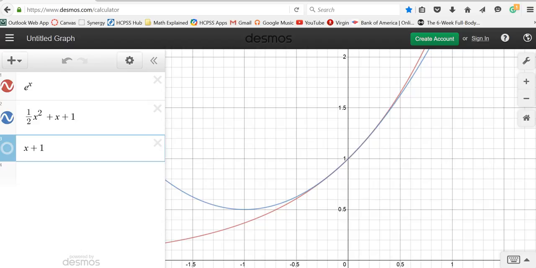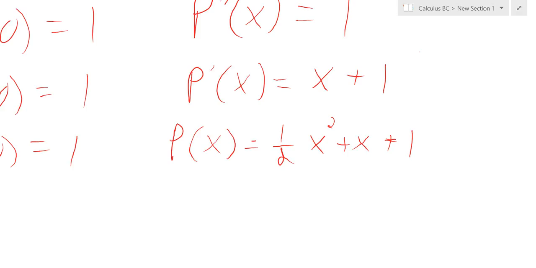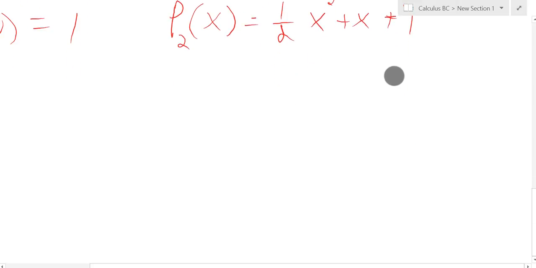We're going to pause now, unpause this. So, to denote these, since we just found p of x in the last one, with second degree, I'm going to call that p sub 2. Does that sound good? Which means if we find a third degree polynomial that mimics e to the x, I'm going to call that p sub 3.